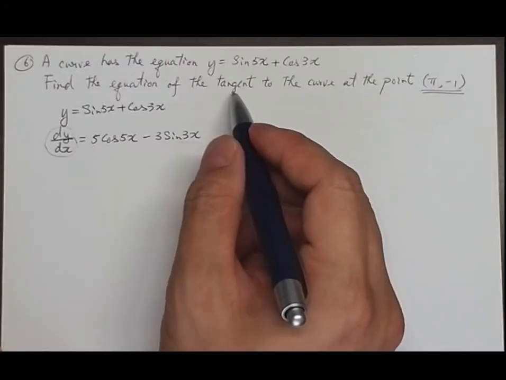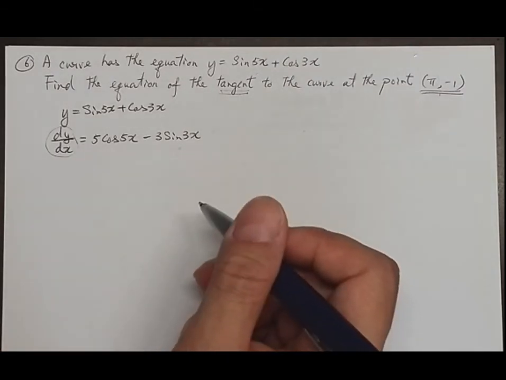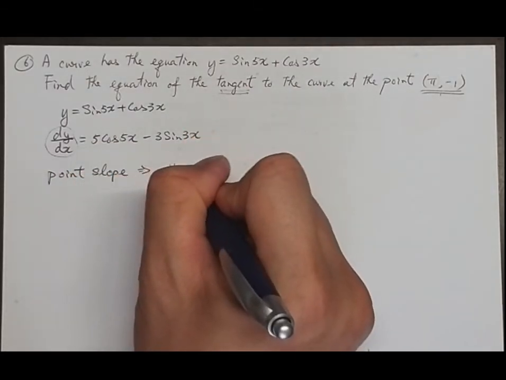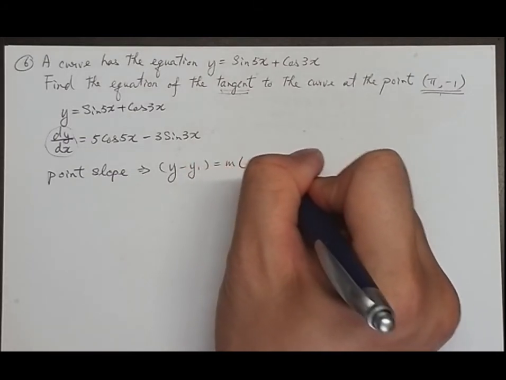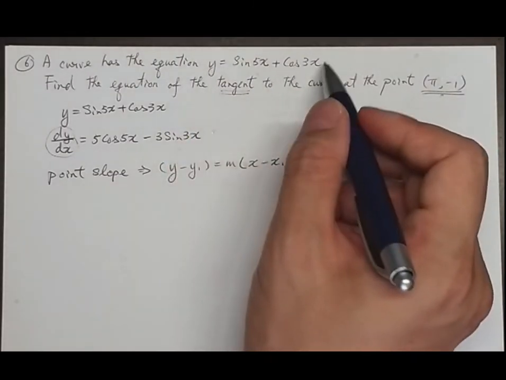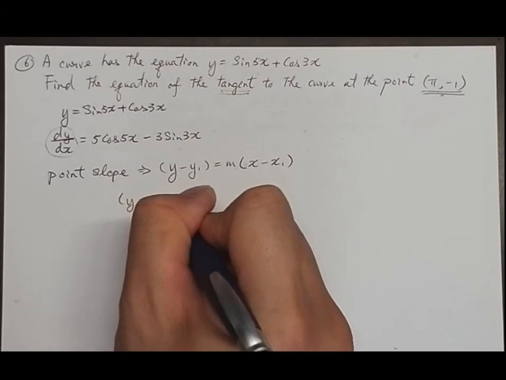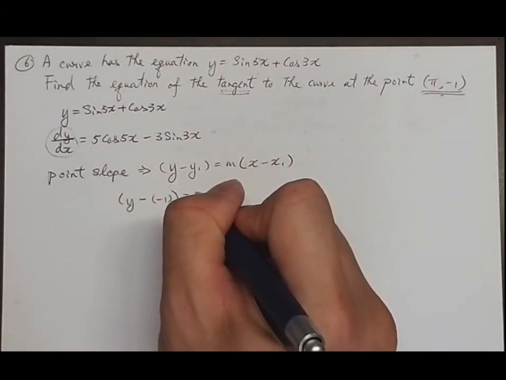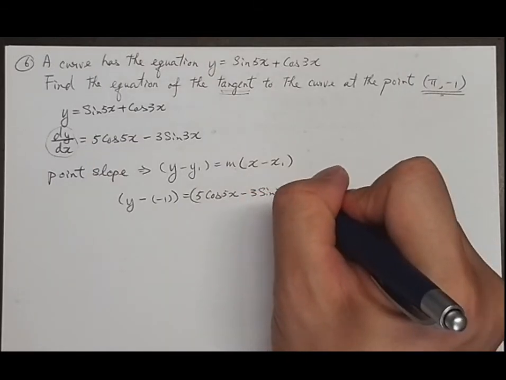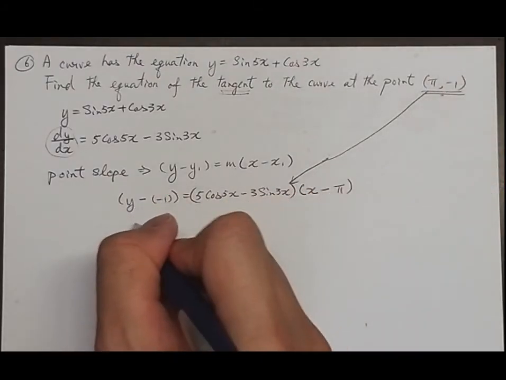So we have a point like this, and we can get the equation of the tangent by the point-slope form. If you remember, the point-slope form of a straight line, this tangent, is y minus y1 equals m(x minus x1). And (x1, y1) is this point, and m is the slope of this curve, so m is dy/dx. So we have y minus (minus 1) equals m, the slope, 5 cosine 5x minus 3 sine 3x. And of course the x value is pi here, so multiply by x minus x1, which is pi. So we substitute into the equation.